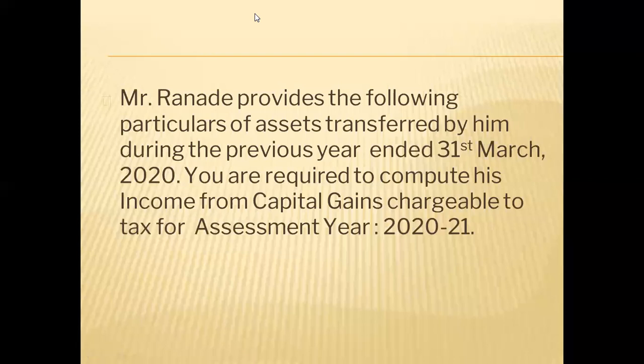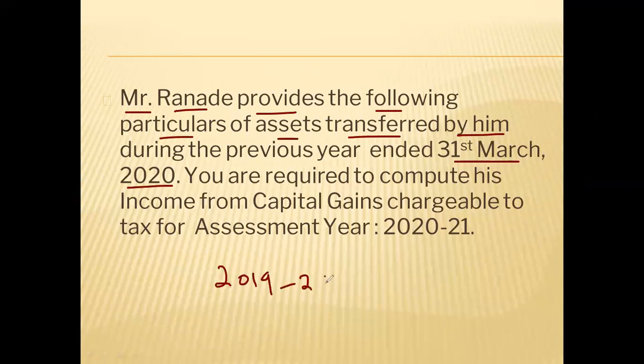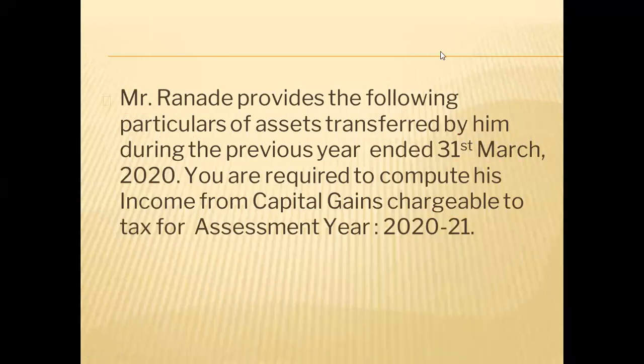The next illustration on capital gains. Everybody go through it. Mr. Ranade provides the following particulars of assets transferred by him during the previous year ending 31st March 2020. So 1920 is the year of sale. You are required to compute the income from capital gain chargeable to tax for assessment year 2021. Obviously, if the previous year is 1920, the assessment year will be 2021. So the year of sale is 1920. Remember that part.